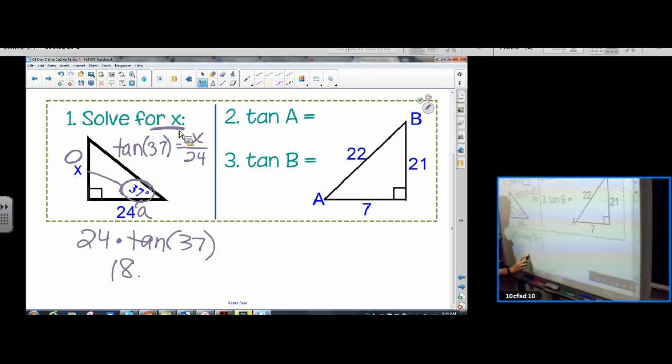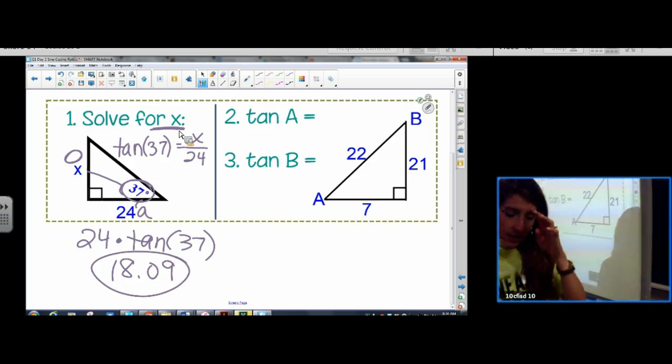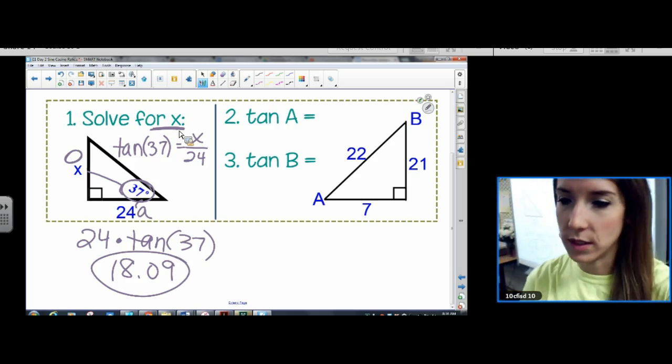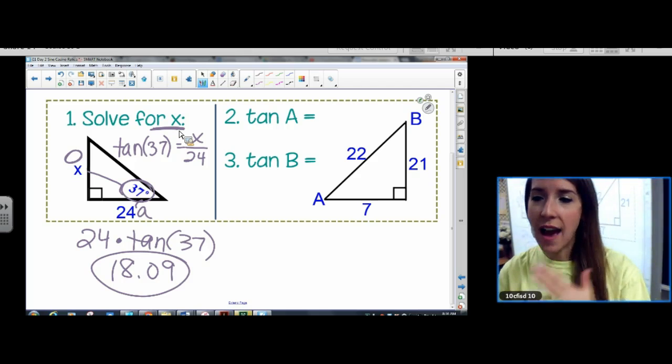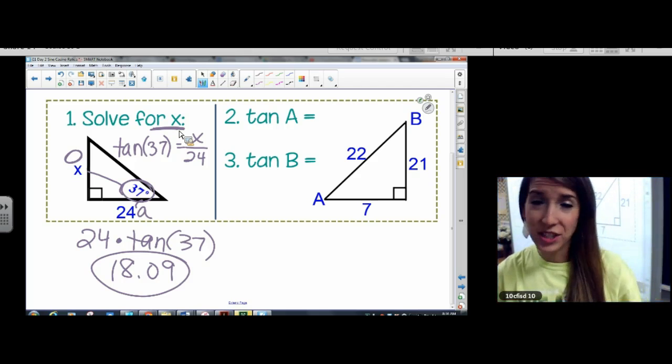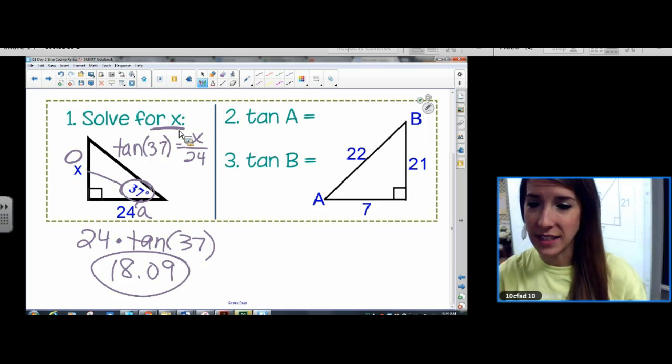I told you that this was the unit of rounding. We're going to be rounding a lot, so make sure you know your rounding rules. This was 18.085, so the 5 bumped the 9 up. I just decided to do nearest hundredth. I didn't even tell you that.